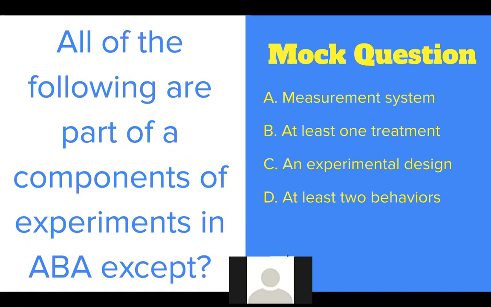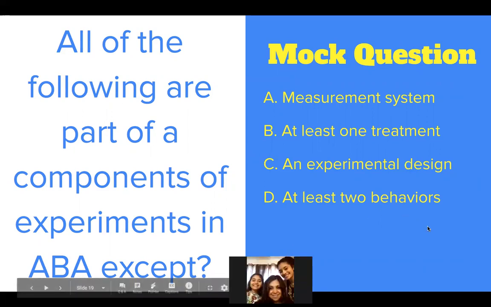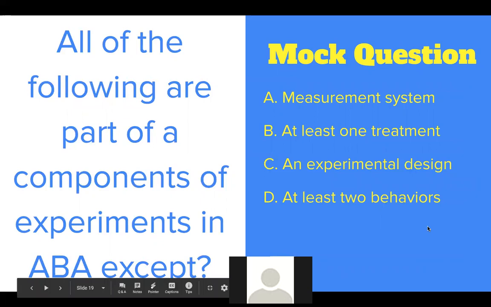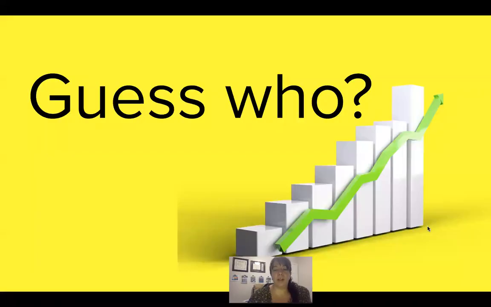All of the following are parts of a component of experiment in ABA except: A, measurement systems; B, at least one treatment; C, an experimental design; or D, at least two behaviors. D. There's only one behavior. D. Nice job. Perfect.